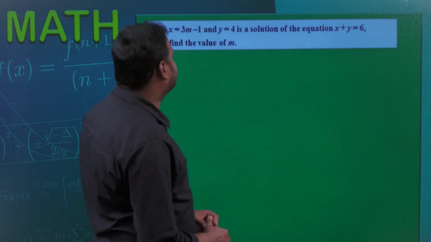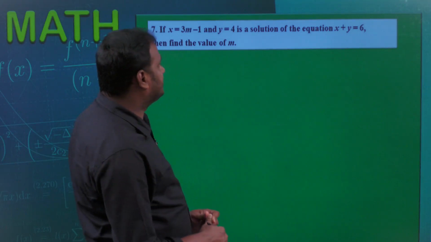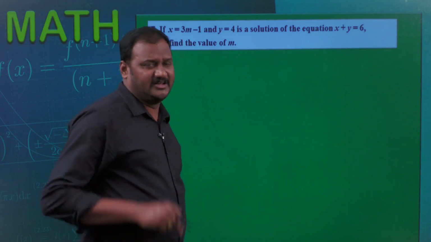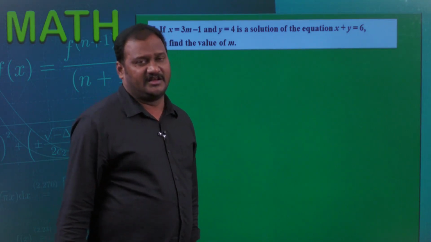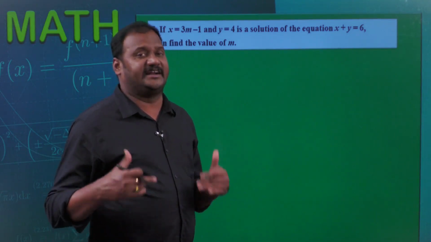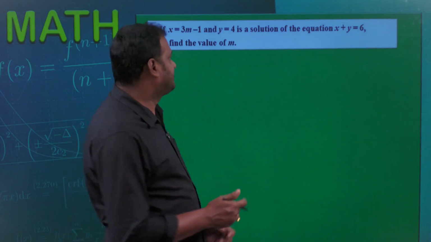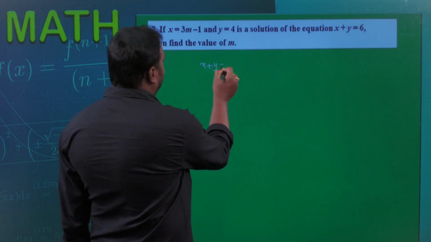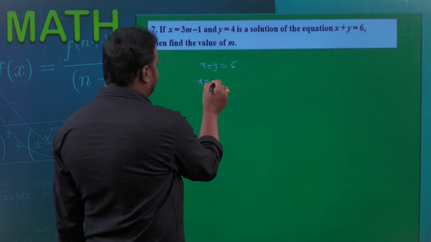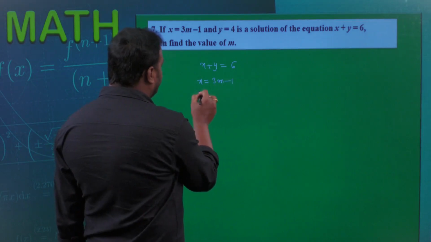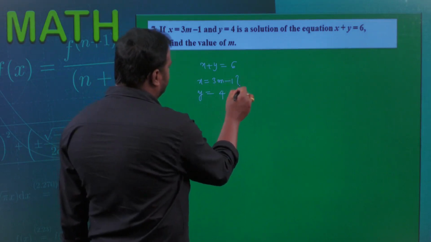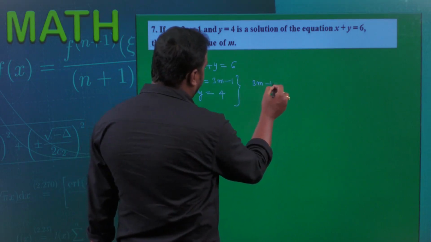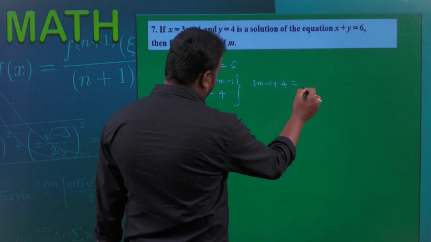x is equal to 3m minus 1 and y is equal to 4 is the solution of the equation x plus y is equal to 6. See, it is given clearly. What do you mean by solution of an equation? The values of x and y that satisfy the given equation are said to be the solutions. So here the given equation is x plus y is equal to 6, where the value of x is given as 3m minus 1 and y is given as 4. When you substitute both of them here, x is 3m minus 1 plus y is 4, which is equal to 6.